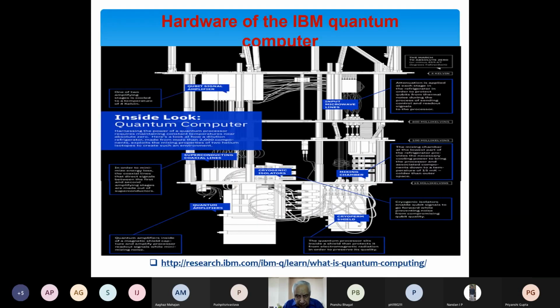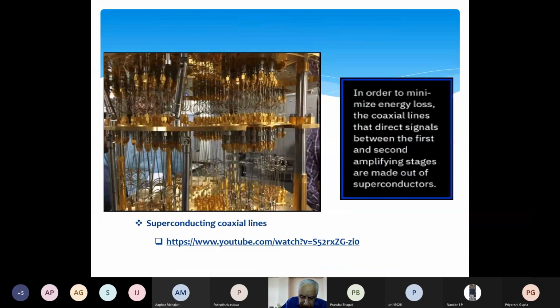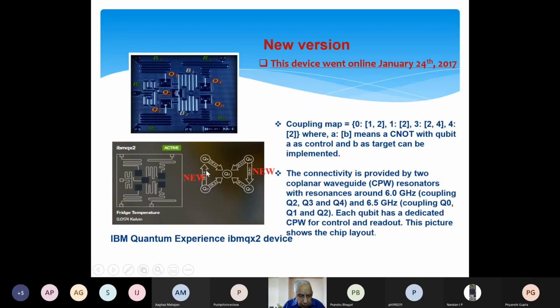So this is the hardware of the IBM quantum computer. It is in Bell Labs. It's very cold, dipped in liquid helium, and it has superconducting qubits, and there are connectors and whatnot. In order to minimize energy loss, the coaxial lines that direct signals between the first and second amplifying stages are made of superconductors. Okay. Then you build superconducting qubits, and then you have to build coupling between them, capacitor coupling.